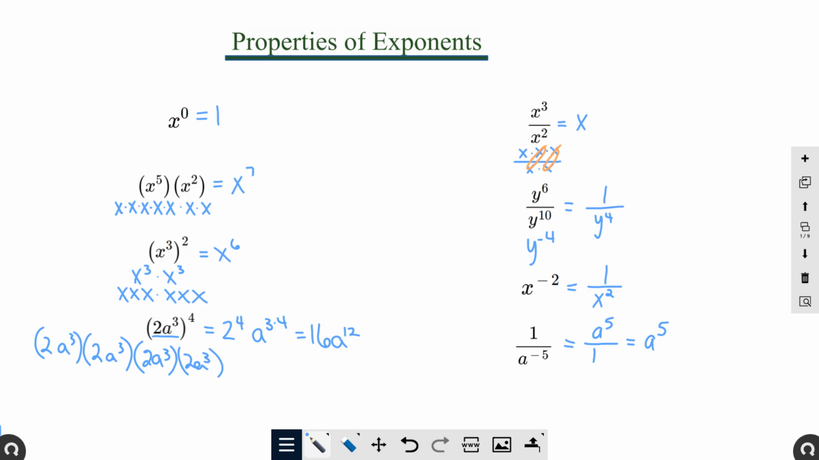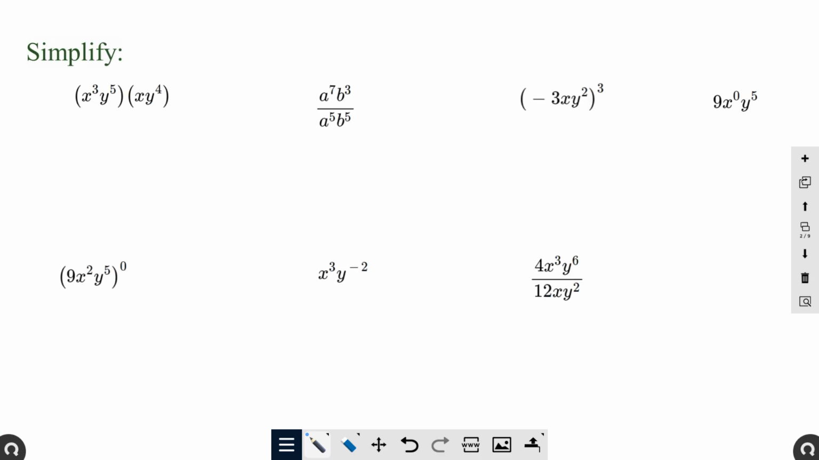All right, let's practice some of these. So write these down just one at a time as we go through them. So just write down the first one. We went through those rules, and now we're going to do some application problems.